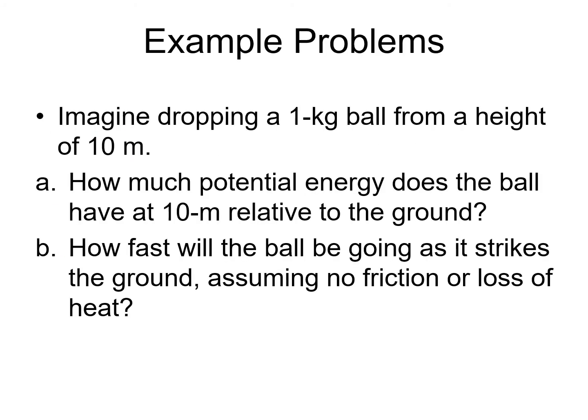You may have noticed on the earlier slide that it's possible to calculate the speed of the object at any given height, assuming a perfect conversion from potential to kinetic. So let's just do that calculation as an example. How much potential energy does the ball have at 10 meters high relative to the ground, and how fast will the ball be going just as it strikes the ground, assuming that there is no loss of energy to the surroundings?